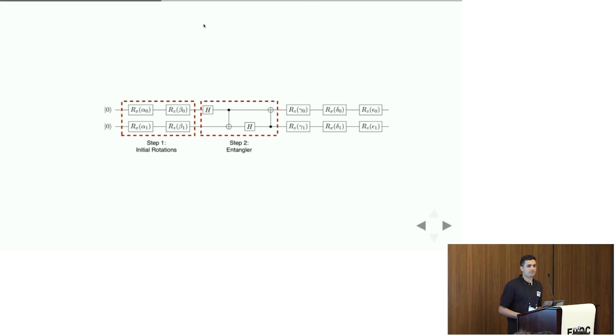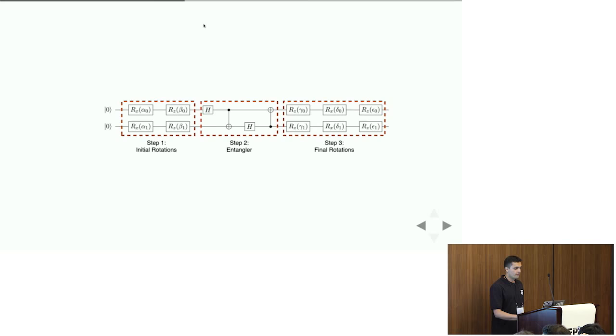Step two is the entangler. The entangler is most notable for having these CNOT gates, which cause entanglement between the top qubit and the bottom qubit. If you don't have any entangling gates, then you really just have two qubits that are completely unrelated to each other. So that's why you need these two-qubit gates in the middle, or anywhere for that matter, you just need them. And then step three is final rotations, and it's very similar to step one. You just have Z rotations, X rotations, Z rotations. So for this particular ansatz, we have 10 angles: alpha 0, alpha 1 through epsilon 0, epsilon 1.